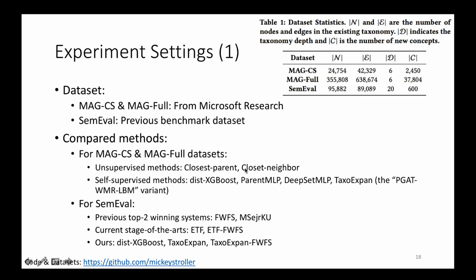And we compared with all sorts of methods on these datasets. For the first two datasets, we compare with unsupervised methods called closest parent and closest neighbor. That is, given a new concept, we try to find a node in the existing taxonomy which is most similar to the query concept based on embedding similarity. That is the closest parent. For the closest neighbor, for each node in the existing taxonomy, we get its embedding vector by the average of all its neighbors' nodes. So that is essentially the enhanced version of closest parent, considering the neighborhood structure.